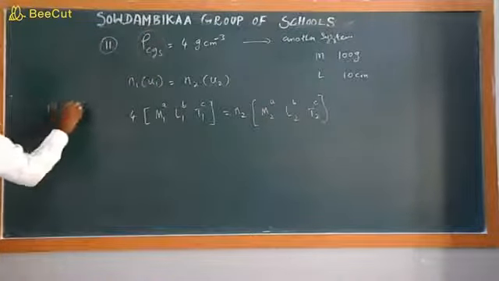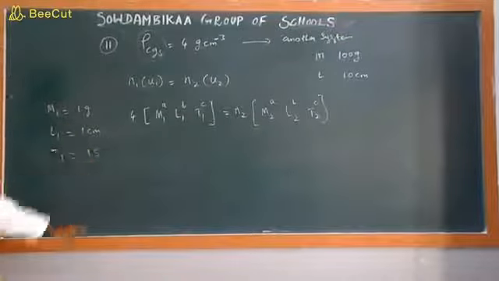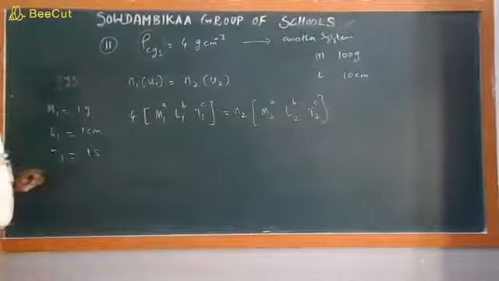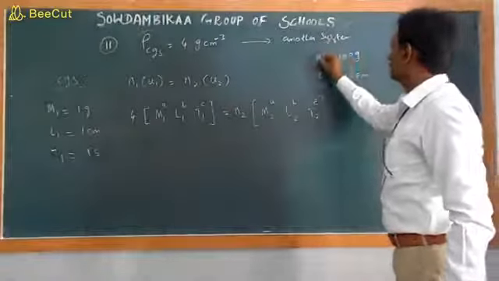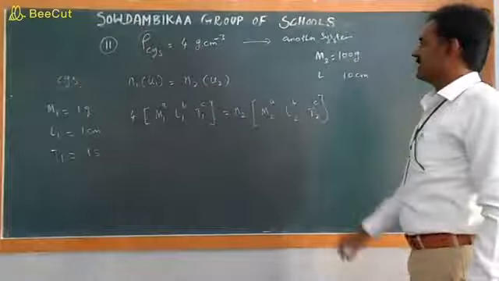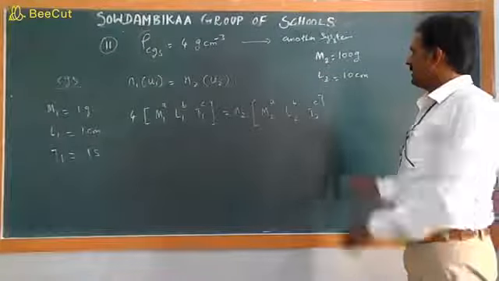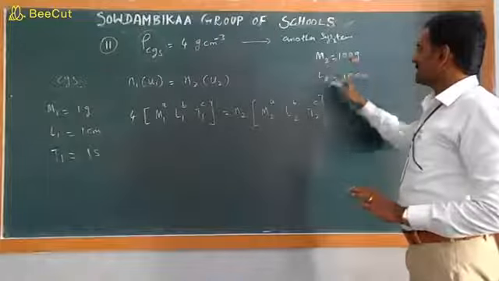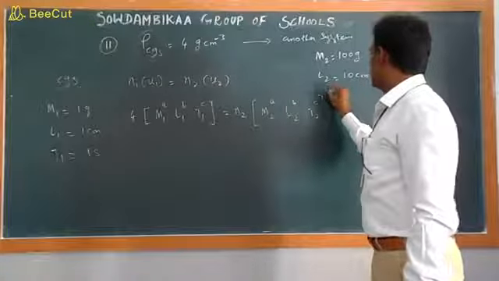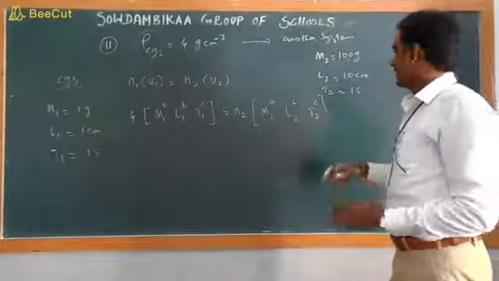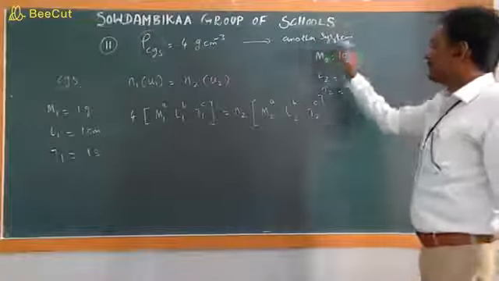In the CGS system, mass M1 is equal to 1 gram, L1 is equal to 1 centimeter, T1 is equal to 1 second. There is an unknown system. In the unknown system, mass M2 is equal to 100 gram. Likewise, length L2 is equal to 10 centimeter. Here they didn't mention time, only mass and length are considered. So we may take T2 is equal to 1 second, or we may leave T2, since only mass and length are considered. Okay, it is another system.